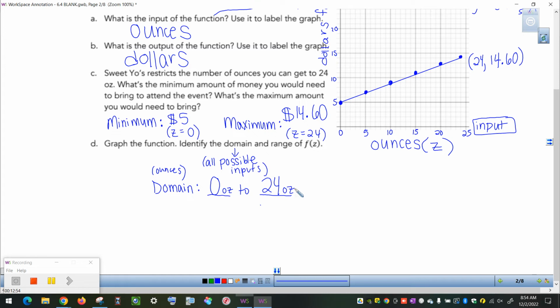Now let's talk about the range. Make a little line over here. The range is just the opposite. The range is describing all the possible outputs. So similarly on this one, I want you to fill in these blanks. What are all of the possible outputs here for our graph, from what number to what number?